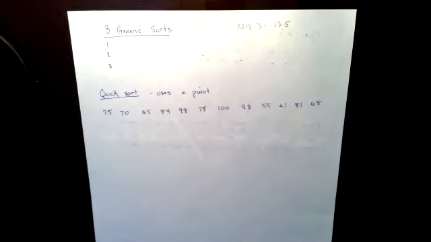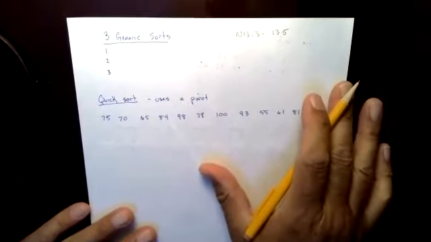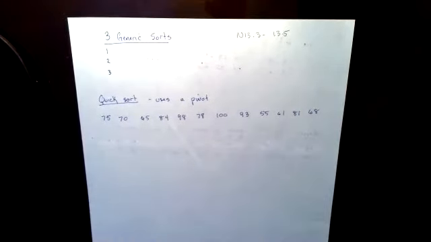So we're moving right along with sorts. Again, we started with 3 generic categories of sorts. Anybody remember what those 3 generic categories were?